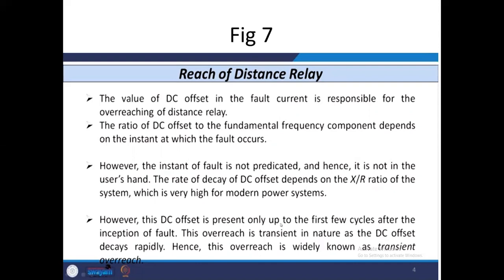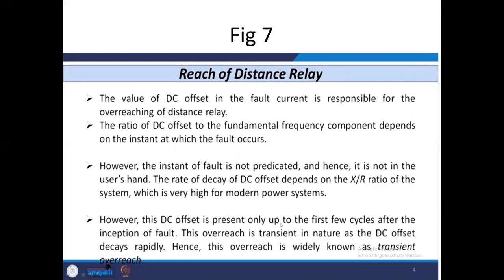Switching this instant value we are talking about. However, the instant of fault we cannot predict, so it cannot be set by the user. On the decay of the DC offset, the rate at which the DC offset decays depends on the X by R ratio of the system, and for modern systems the X by R ratio is very high.